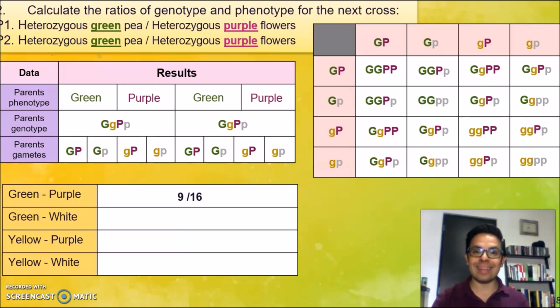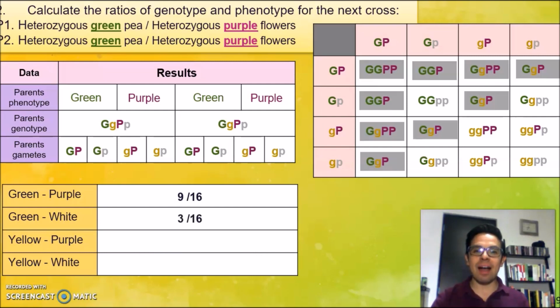The next possible combination will be green with white. Remember, we're going to look for at least one uppercase letter for the green color, and in this case, we must have two lowercase letters for letter P because white color is recessive. So can you count them? Pause the video. We have 3 out of 16. This one will be green with white as well, and green with white.